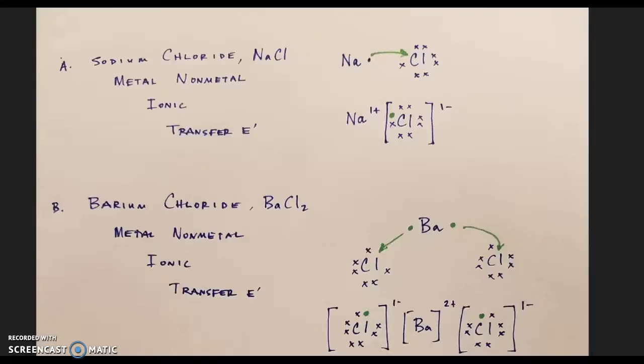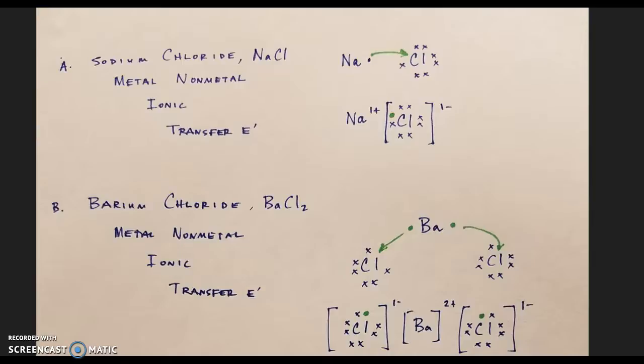Good morning. Okay, sodium chloride. Think about it. Metal, nonmetal, ionic, transfers an electron. How many valence electrons does sodium have to transfer? 1. How many more electrons are needed for chlorine to obtain a stable octet?